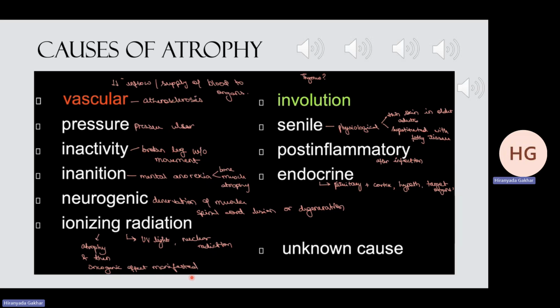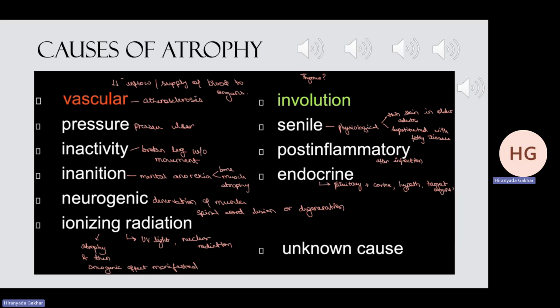The next one is involution. Now, what is involution? Involution is shrinkage of an organ in old age or when it is inactive. This is usually physiological. A very important example for this is our thymus, which slowly and steadily involutes as we age. Another example that you can include in this is the uterus, which reduces its size after childbirth.